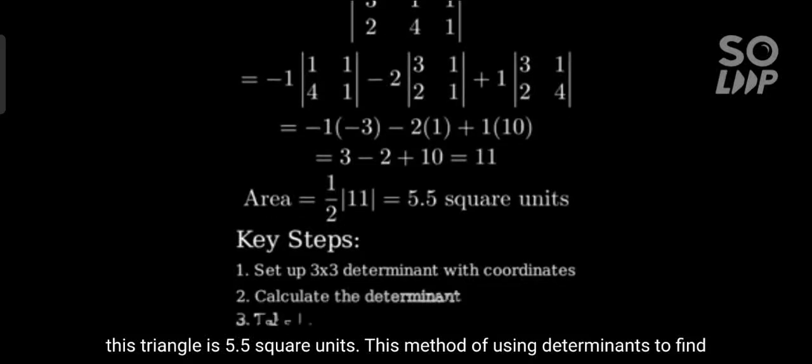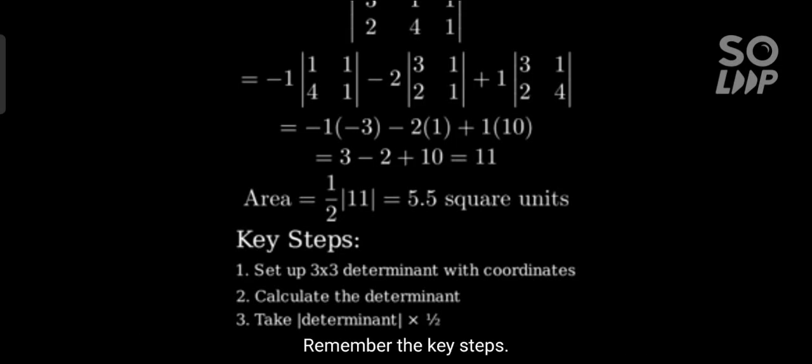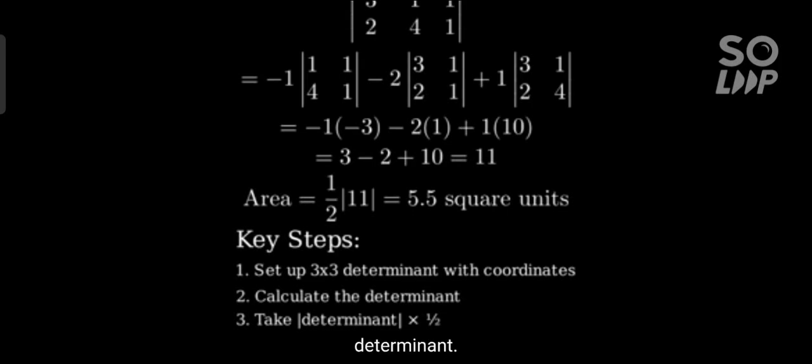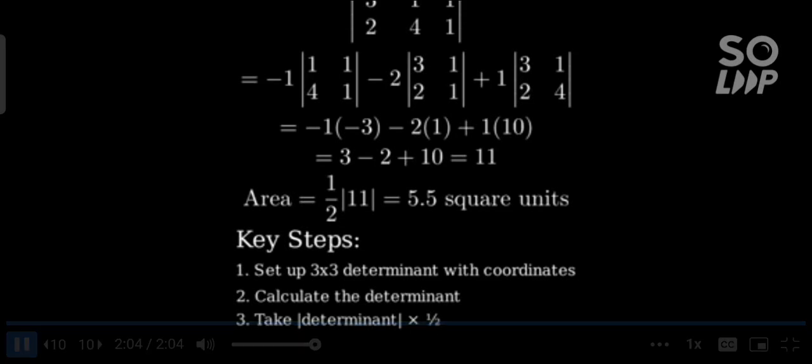This method of using determinants to find triangle area is particularly useful when working with coordinates in the coordinate plane. Remember the key steps. First, set up the 3 by 3 determinant using the coordinates. Then, calculate the determinant. Finally, take the absolute value and multiply by 1/2 to find the area.